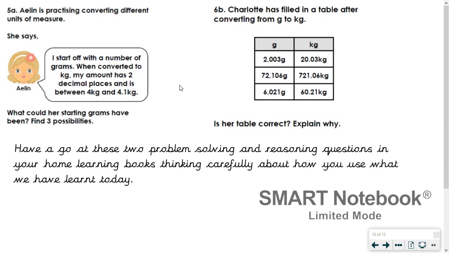Now the next one, Charlotte has filled in a table after converting from grams to kilograms. So grams are here on the left. She's then converted to kilograms here. Is her table correct? Have a look at it. Maybe test grams to kilograms. See if you get the same answer. And if you don't, explain why. And if you do, explain what she's done correctly. What I want you to do is have a go at these in your home learning books, using what we've done today. Then come back and we'll talk through the answers. So pause it and have a go for me.